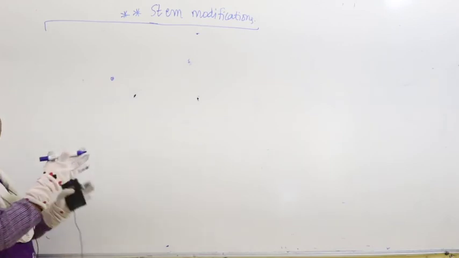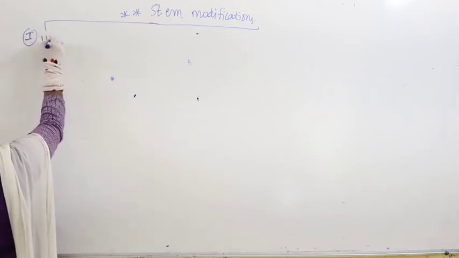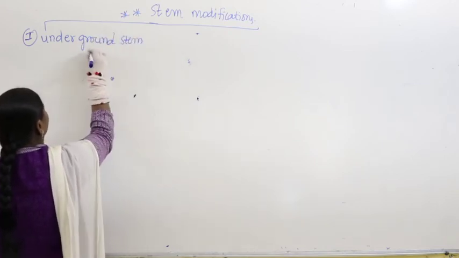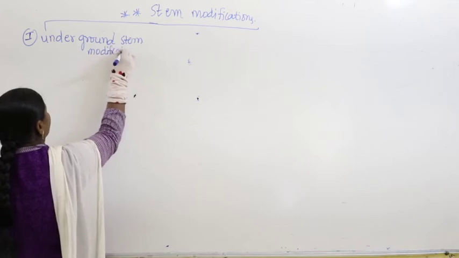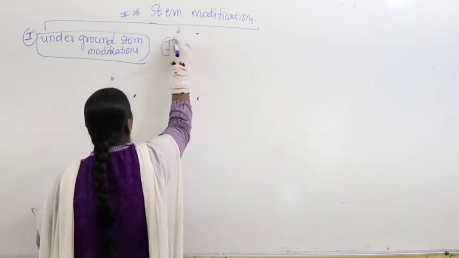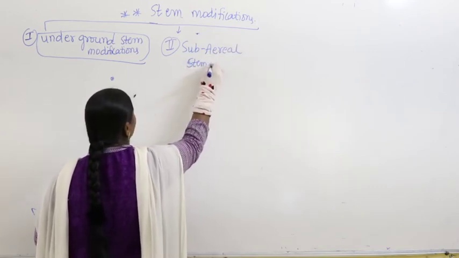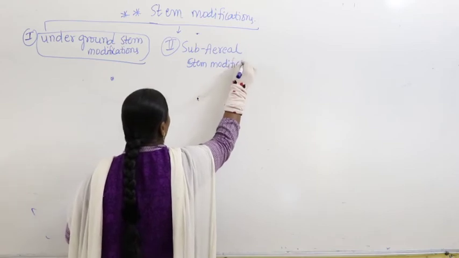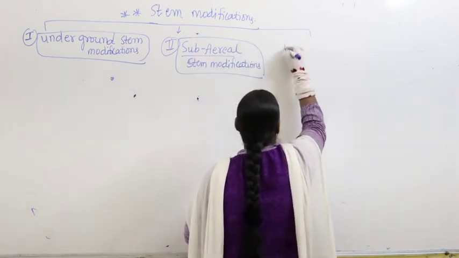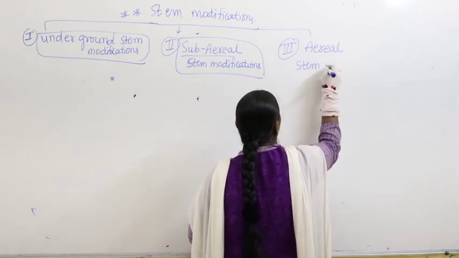Whatever we have discussed so far, I'm trying to give you in one block diagram. So let us take the first one: underground stem modifications. First category, and the second one is subaerial stem modifications. And the third category is aerial stem modifications.